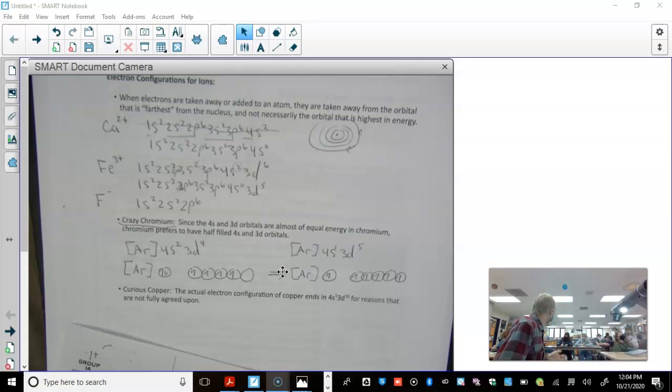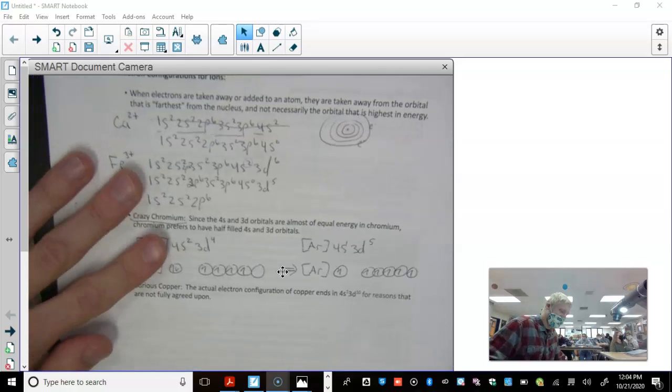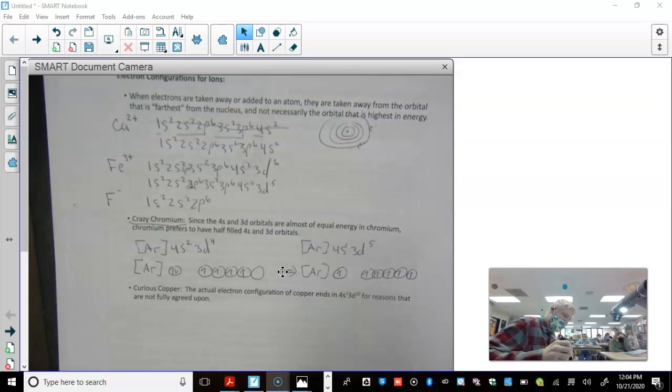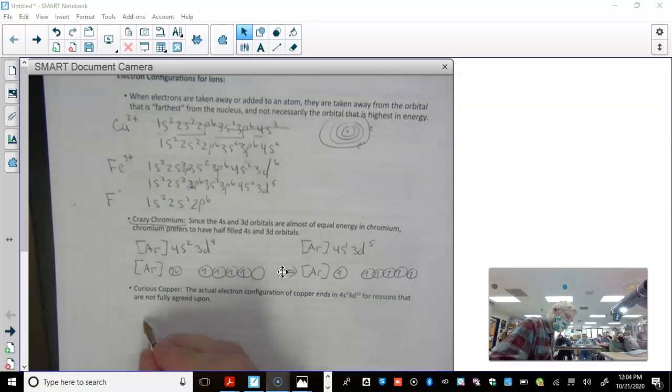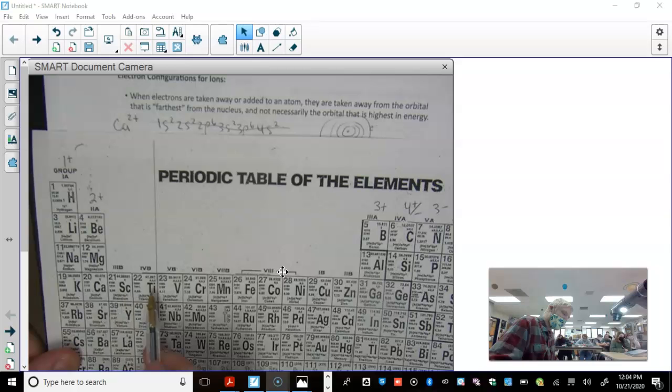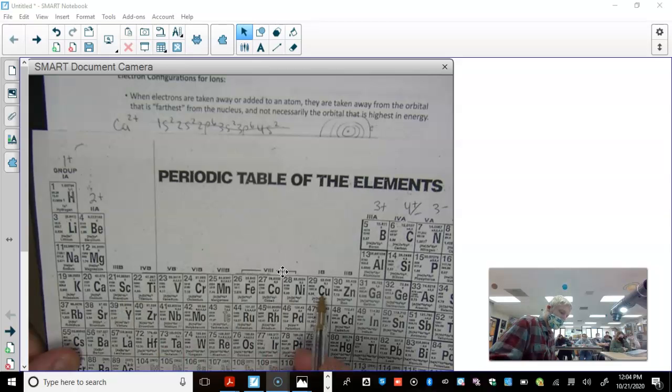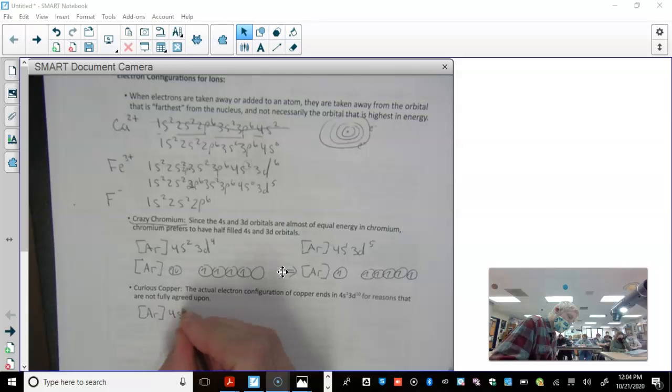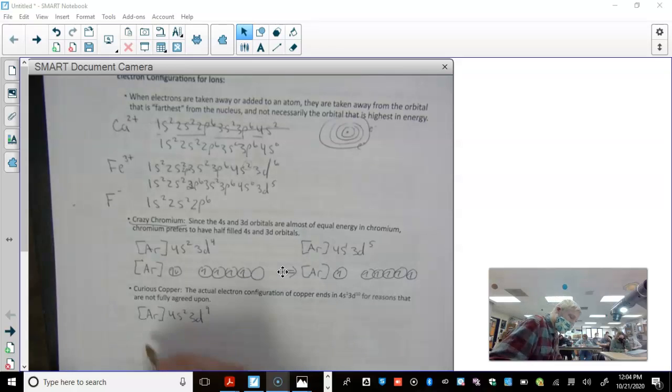So do you think a similar thing happens with curious copper? Probably. Well, yeah, probably not would be a good hypothesis. So copper, we're going to start with argon. 4s2, 3d 1, 2, 3, 4, 5, 6, 7, 8, 9. Okay. 4s2 3d9. Oh, hey, let's write the orbital filling diagram for this. So we got that, 2, 3, 4, 5.